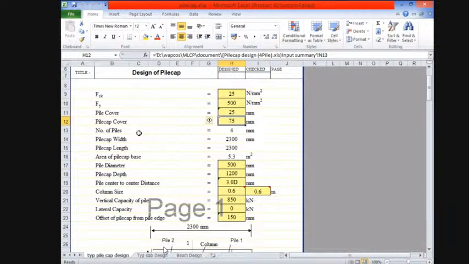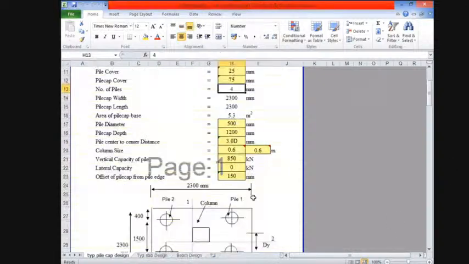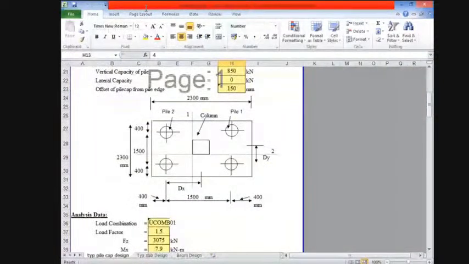Next, the maximum required is 4 numbers. That alone you have to calculate with some other Excel sheet. If you divide the load by this vertical capacity and it should be less than 4, then you can take 4 piles. If you are getting like 1.2 or 1.3, then you can consider only 2 piles. If you are getting 2.5, 2.53 or 2.75, then you have to consider a 3 pile arrangement. So first you fix the load divided by the vertical capacity, and accordingly calculate the number of piles.